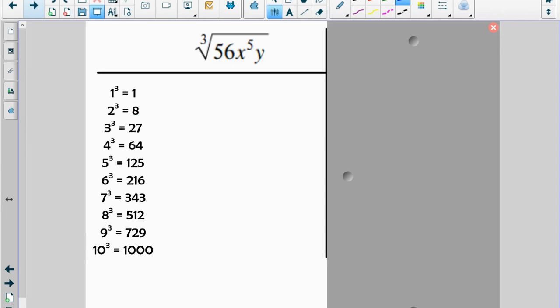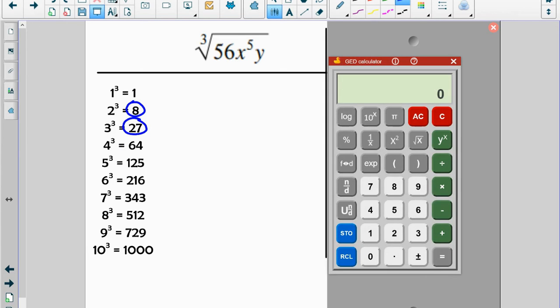All right, so here we have the cube root of 56 x to the 5th power y. Let's see, 56 is not a perfect cube. It would be right in between 27 and 64. So I want to check to see if I can divide it by 27 or divide it by 8, those next smaller numbers. So I'm going to grab my calculator again. I'm going to take 56 divided by 27. And that doesn't work.